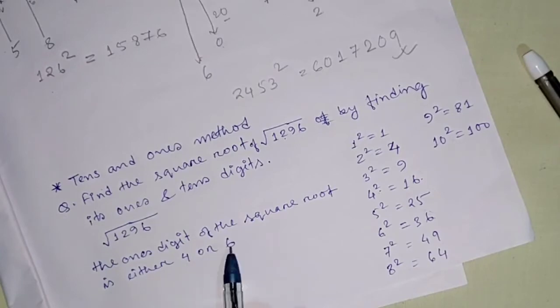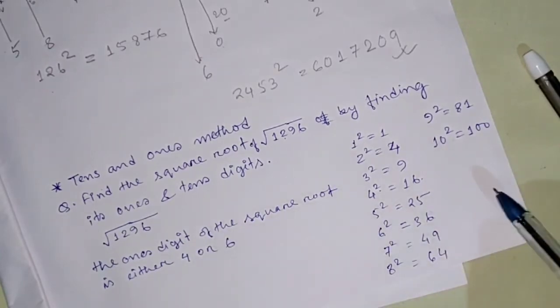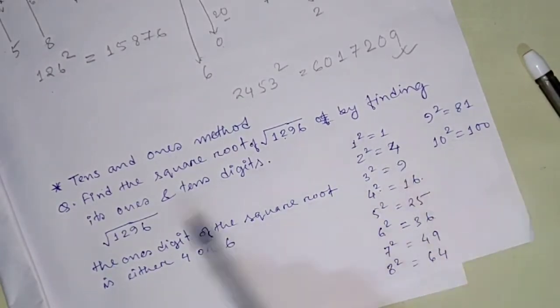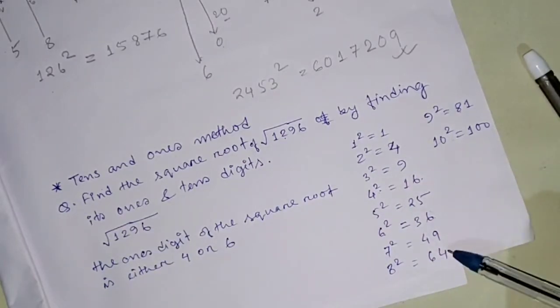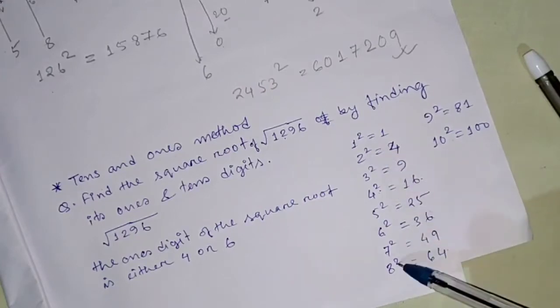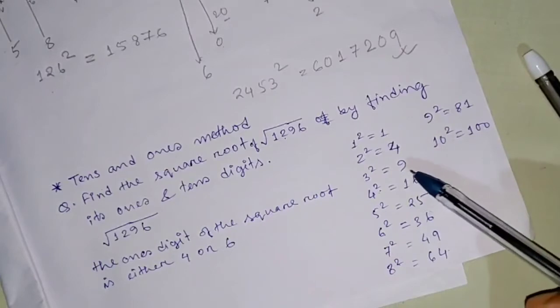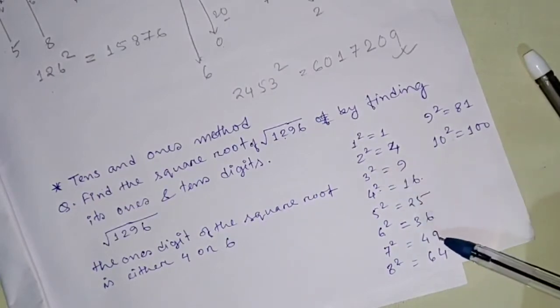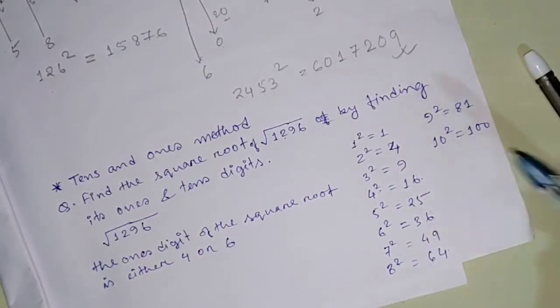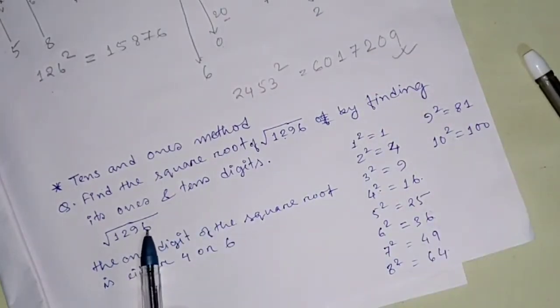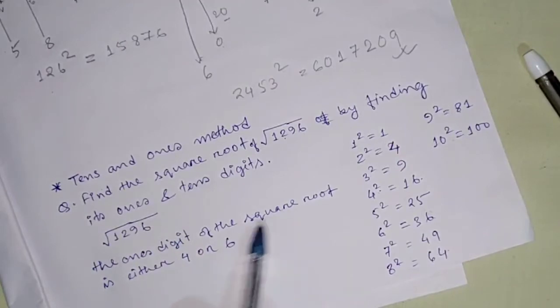Now after writing 4 और 6, ऐसा भी हो सकता है, जैसे अगर हमें 4 मिले, if the ones digit is 4 then we have to write this is 4 and this is also 4, meaning we have to write 2 और 8. Understood? If the ones digit is 9 then we will say that the number should be 3 or 7, because here also 9, here also 9. So understood? Like that. So here the ones digit is 6. So the ones digit of the square root is either 4 or 6.